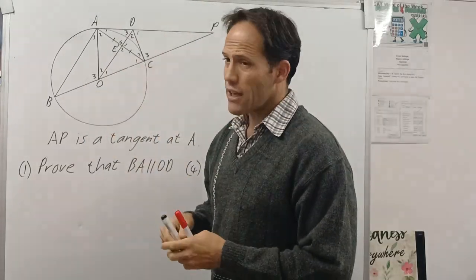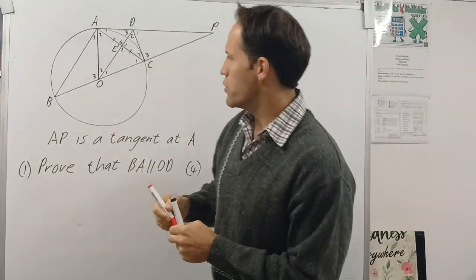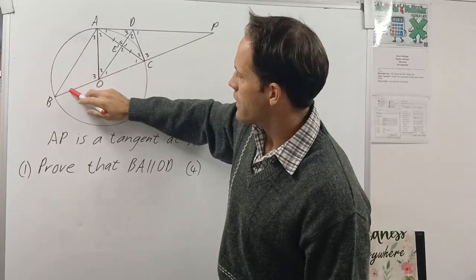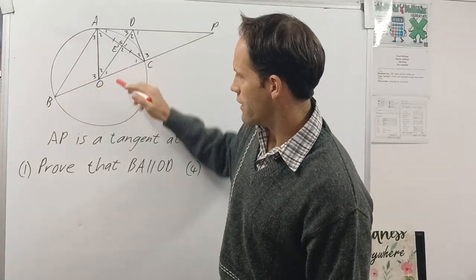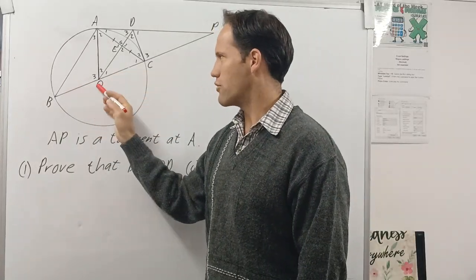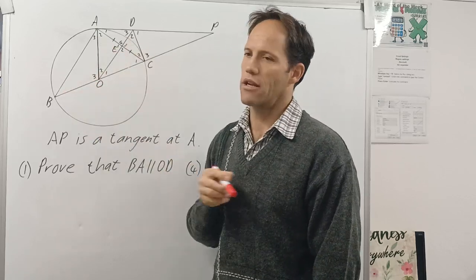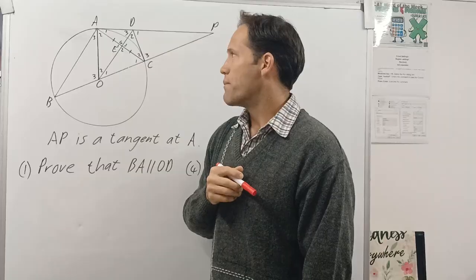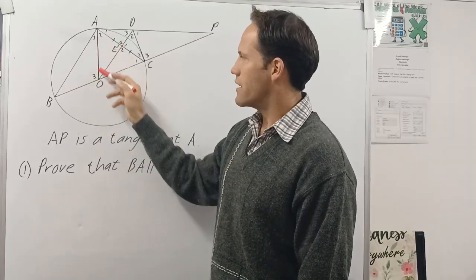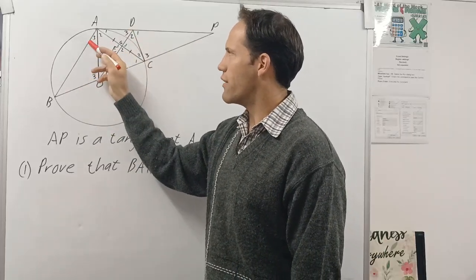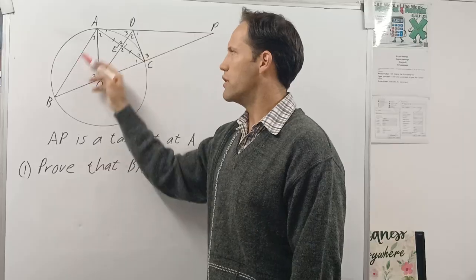Okay, so if you think about it, we need to try to prove that this angle here is corresponding with this angle. If we can show that angle B is equal to O1, then we can say therefore the lines are parallel. So that's an option. Another option is to look at the Z. If we can show that A3 is equal to O2, then it makes a Z.